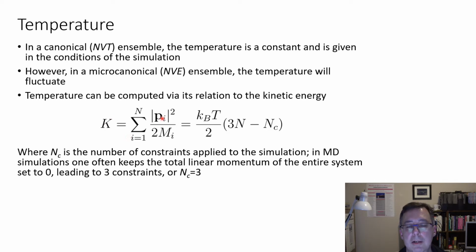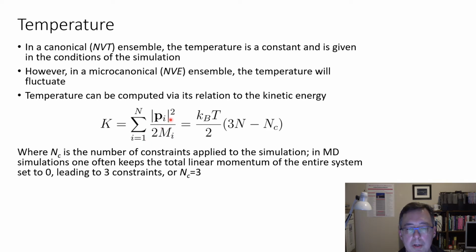One way to write the kinetic energy is, of course, 1/2 mv squared. Another way, knowing that p equals mv, is to say it's p squared over 2m, with a subscript i, where i is each particle.